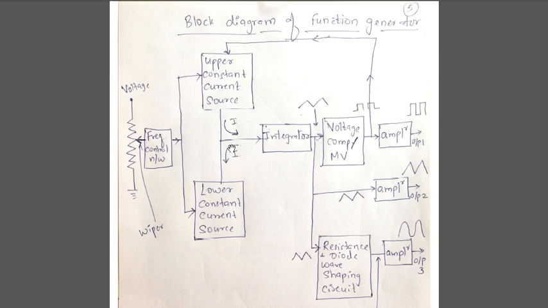When this gets connected to the integrator, the capacitor which is present in the integrator does not have any path to charge itself. So the capacitor will start discharging itself through the lower constant current source, and that is the reason it is said that the current is taken from the integrator towards the lower constant current source. Okay, so the capacitor starts discharging.